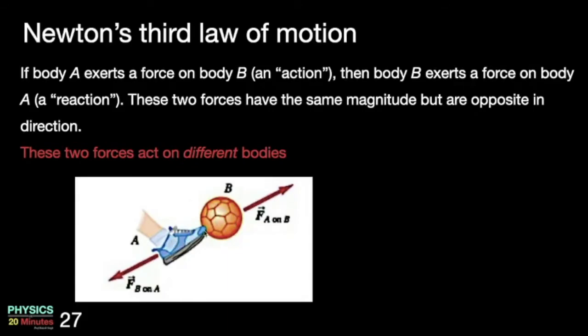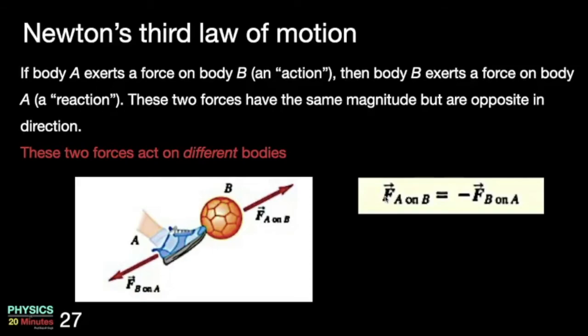So the shoe applies a force on the football, which we may call the action force, and the football applies a force on the shoe, which is called the reaction force. This force can be called F A on B, and this force can be called F B on A, that is, the force of B on A. Now these two forces are always equal in magnitude and opposite in direction.